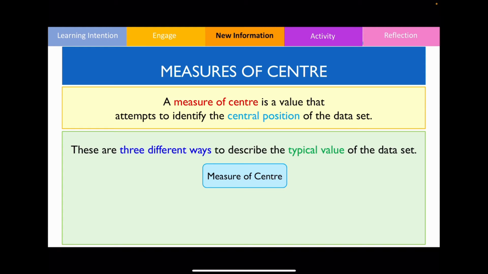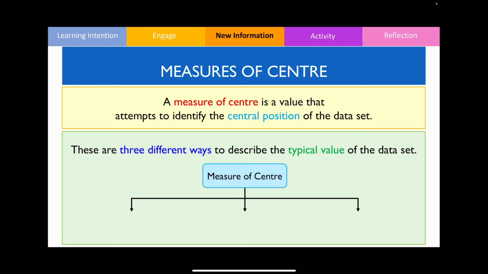Now, whenever you're being presented with numerical data, let's say, from surveys, one of the things that we're trying to do is make sense of these surveys, and this can be achieved by trying to find out the center value. So the measure of center is a value that attempts to identify the central position or the typical value of a dataset, and there are three different ways of achieving this.